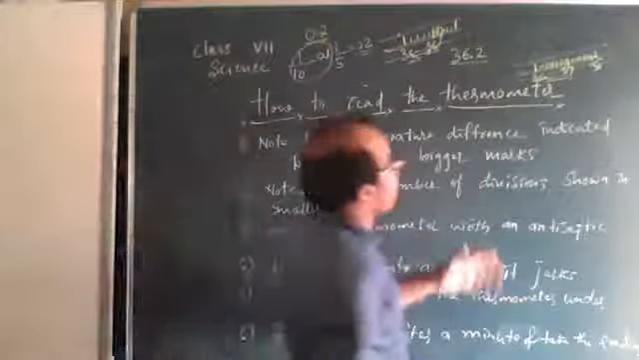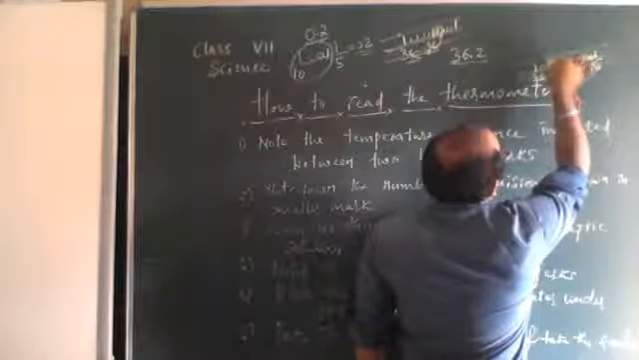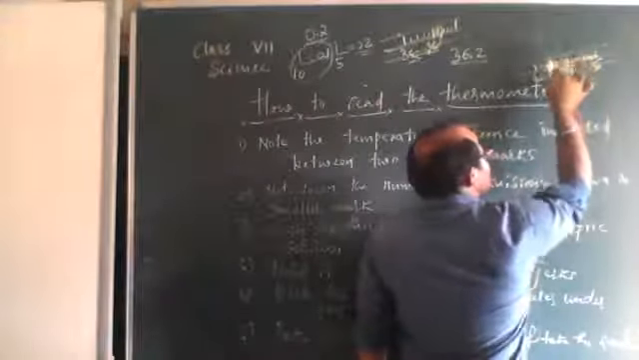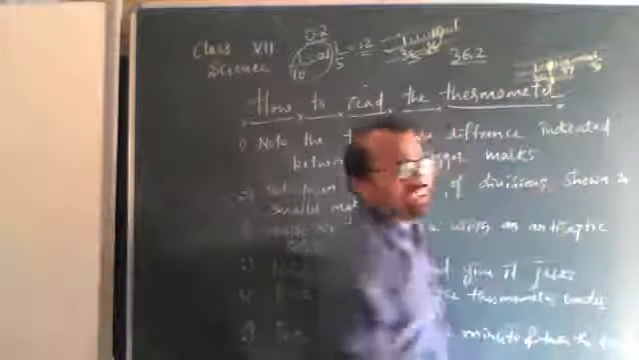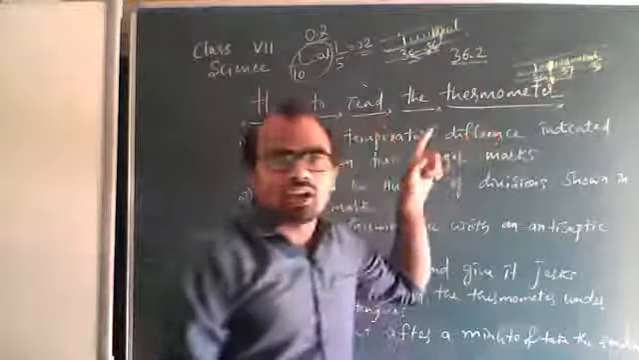Suppose I keep this one: 1, 2, 3, 4. If my mercury is coming here after measuring the temperature, then how much will it become?